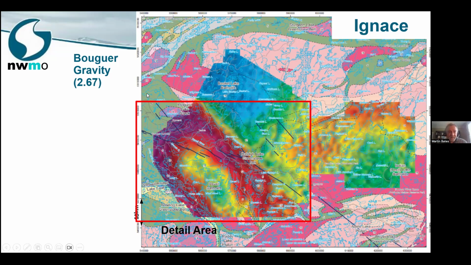So you can see here, this is the gravity. The Revel batholith has generally a lower density relative to the metasedimentary bounding layer, which is wrapped around the outside of this structure. And this area is covered in swamp and trees, and it's horrible territory to work in. You'd never be able to do this sort of work on the ground. You could follow up in detail, but trying to do a large area like this would be very difficult.